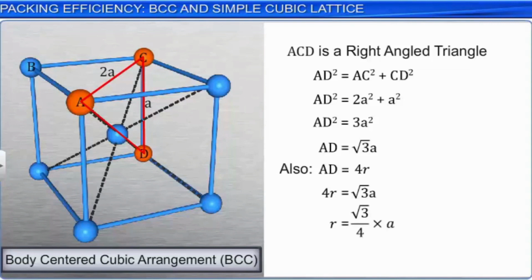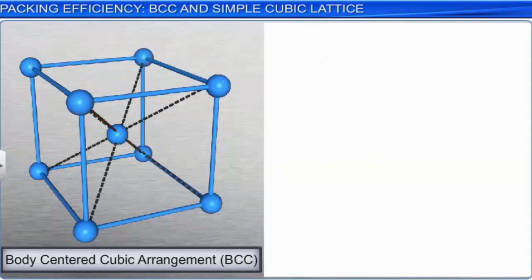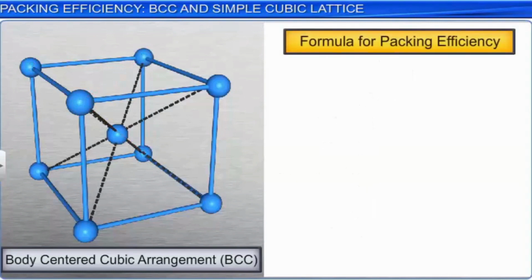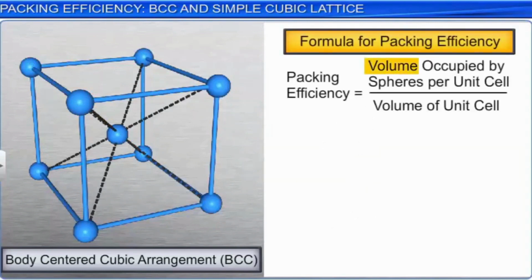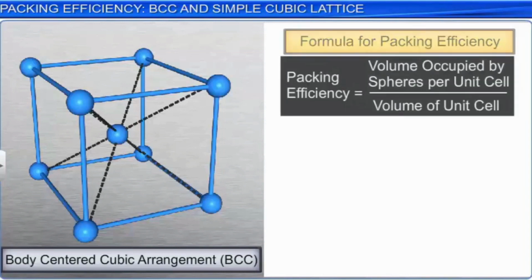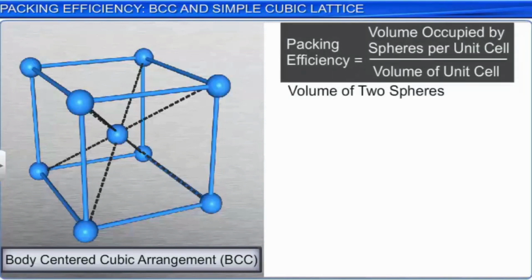Let us now see the formula for packing efficiency. It is the ratio of the volume occupied by spheres per unit cell to the volume of the unit cell. So, the volume of two spheres per unit cell is given by 2 into 4 upon 3 into pi into root 3 upon 4 into A whole cube. The volume of a unit cell is given by A cube.